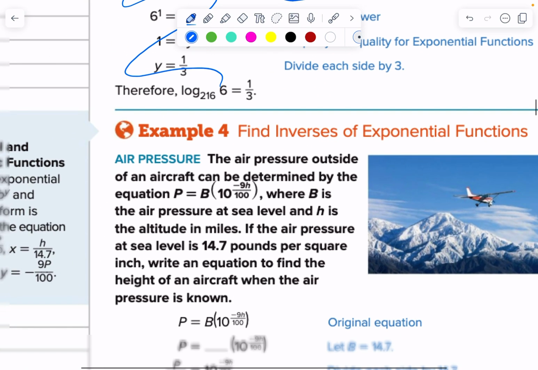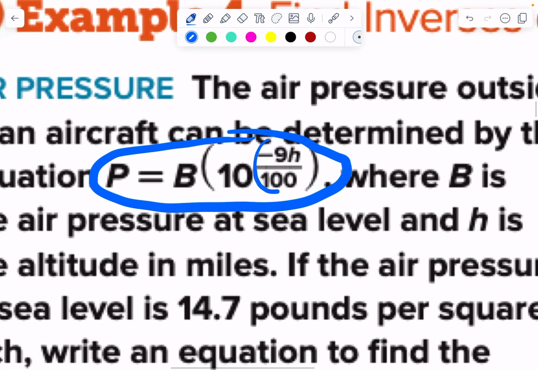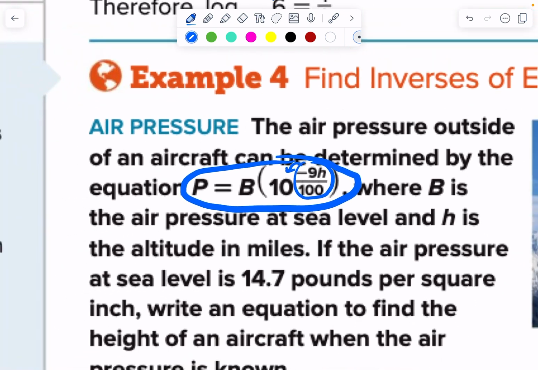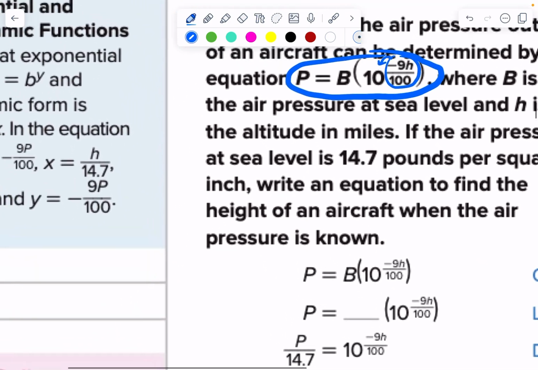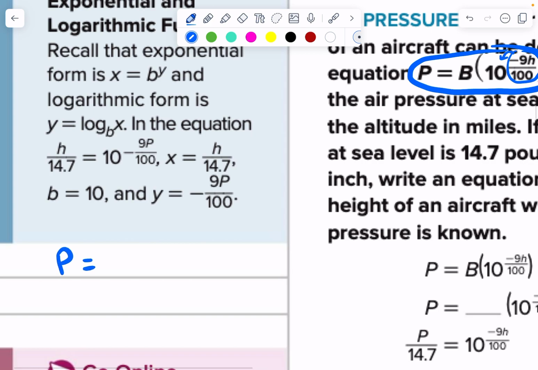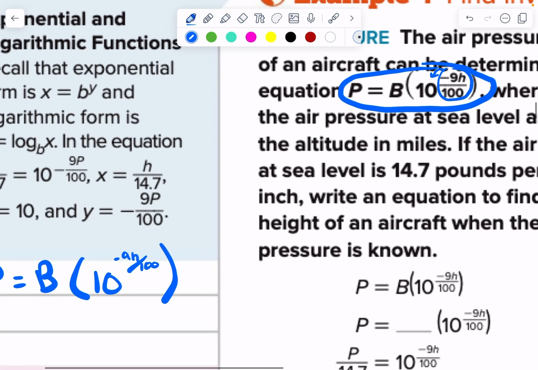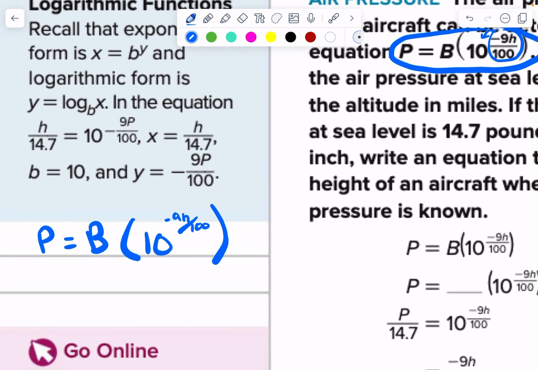Okay, all right, example 4, finding inverses of exponential functions. Here we go. They say the air pressure outside of an airplane can be determined by this thing. Now this whole thing looks like it's down below, but this is actually the exponent on top of the 10. It's just that this is so big that you can't really see that very well. So if you rewrite it, I'm going to write it over here. P equals B times 10 to the power of negative 9h over 100. That's what they intend for that to say there. That is all an exponent on the 10.